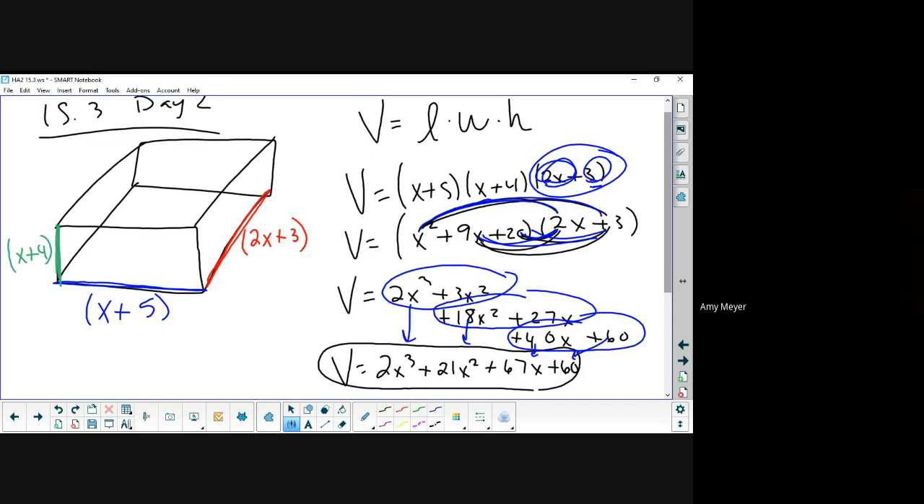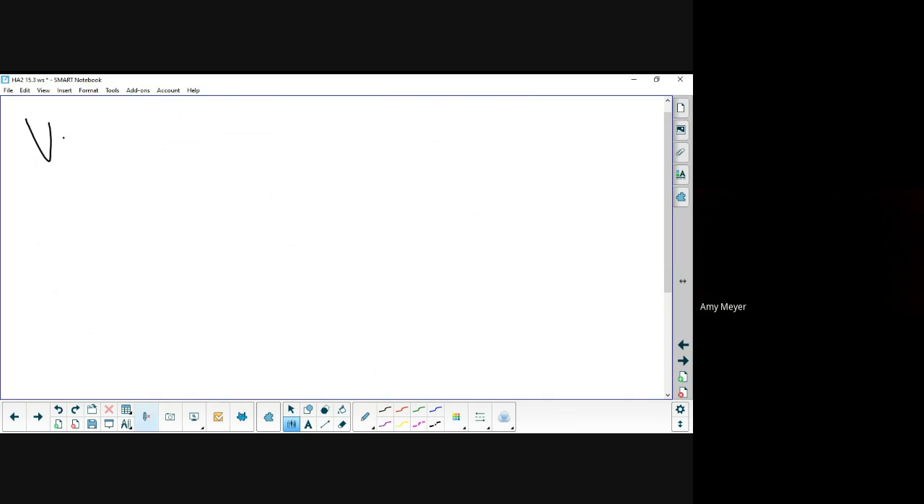All right. Second question. I'm going to give you the volume this time. It is another rectangular prism. Here's the volume: 2x cubed plus 17x squared plus 46x plus 40.